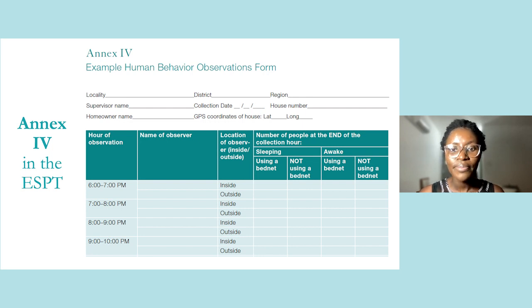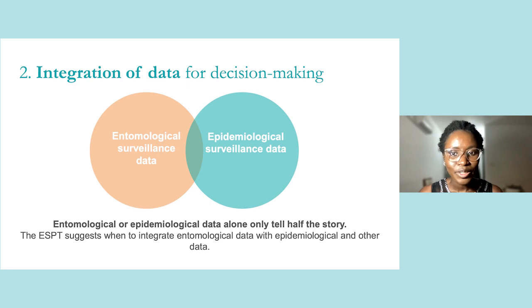As you can see, this form captures the location and behavioral category of individuals by collection hour. Combined with an appropriate method to determine biting times and locations, such as HLCs, HBOs can capture data needed to identify when and where humans are exposed to mosquitoes and where there are gaps in protection. That said, this form is a template and modification might be necessary to suit the program needs and the current interventions in place. Our second topic to review in Module 2 is the integration of data for decision making.